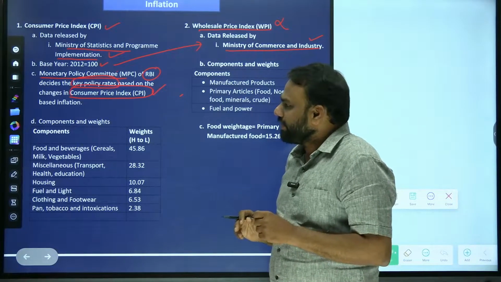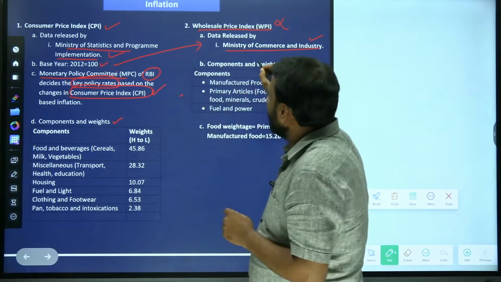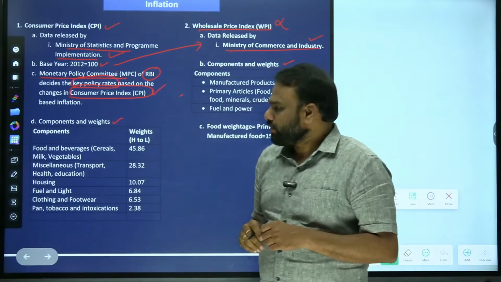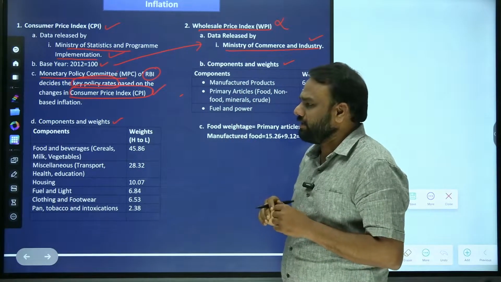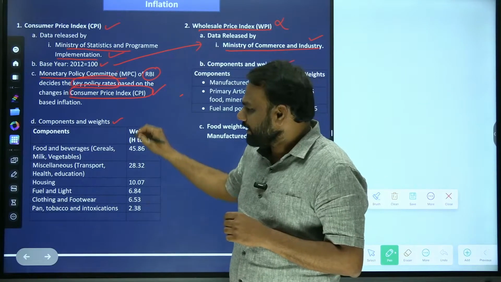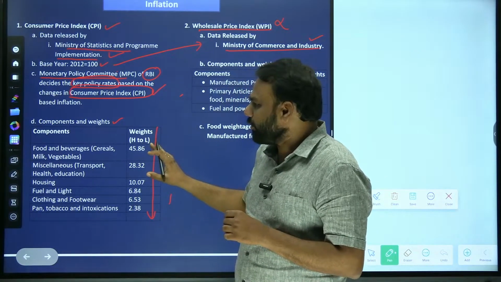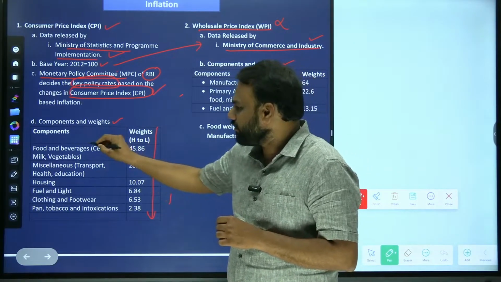Next, very important are the components of the consumer price index and the components of the wholesale price index. If you look here, the components of CPI and WPI are different. I have written the components in the descending order of their weights. It means the component of the consumer price index which enjoys the highest weight is food and beverages.